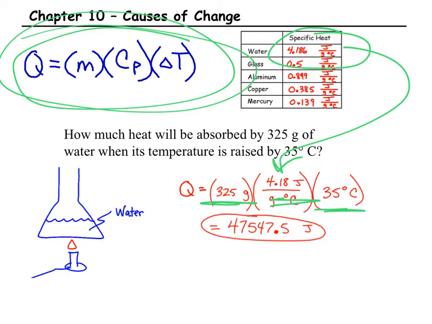We have to know three things. How much of the stuff do we have in grams, the specific heat, which is on a per gram basis, and the change in temperature, which could be in either Celsius or Kelvin, because we're talking about a change in temperature, rather than an absolute temperature.